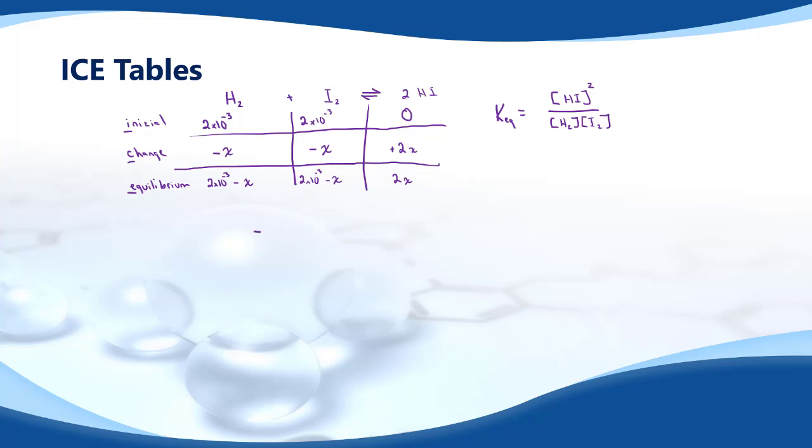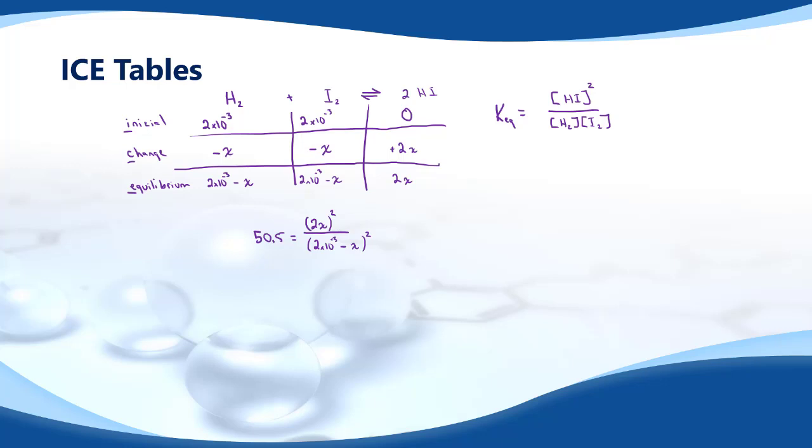Right, so our KEQ we figured out was 50.5, equals concentration of HI squared. So that's going to be 2x quantity squared over... Now these are both the same, and since we're multiplying them by each other, I'm just going to do 2 times 10 to the minus third minus x quantity squared, because I'm just multiplying two of them together. And then all we do is go through and solve for x.